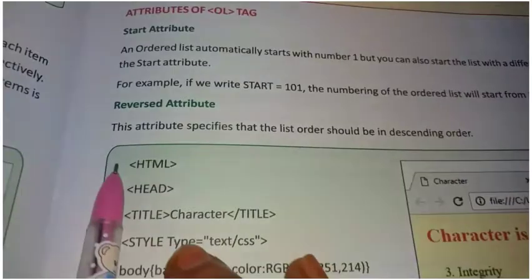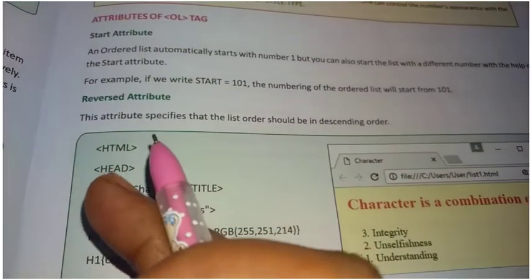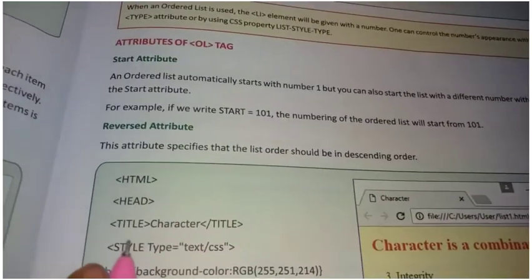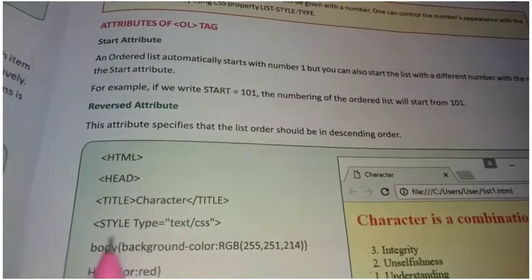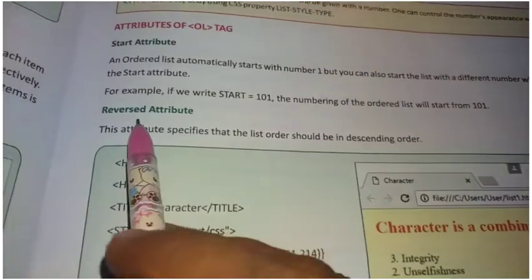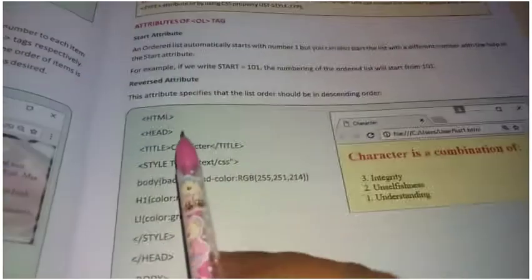Next, reversed attribute. Reversed attribute means descending order. Ascending, you all know, means small to big. Descending order means big to small. If you want your points to come in descending order, then we have to use the reversed attribute. Let's see this program.